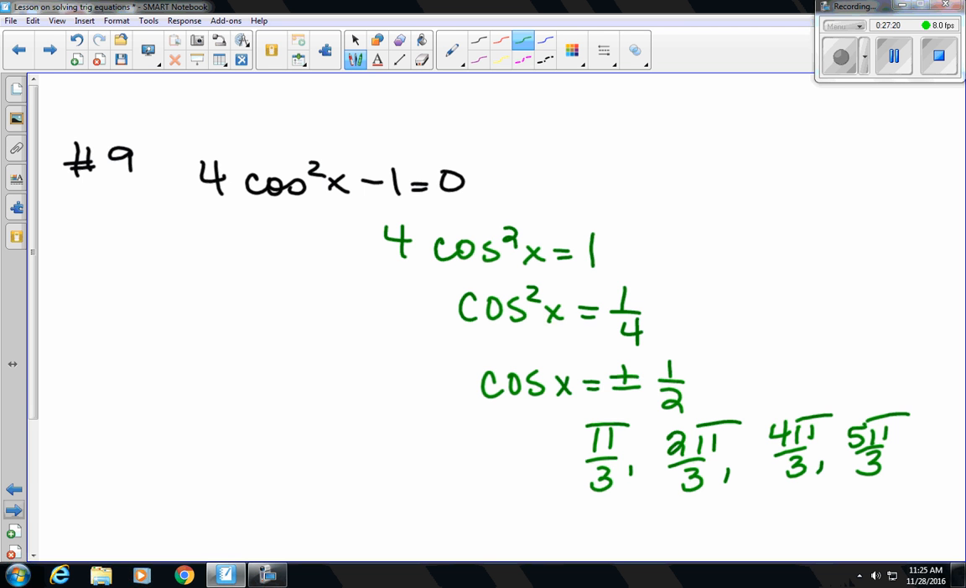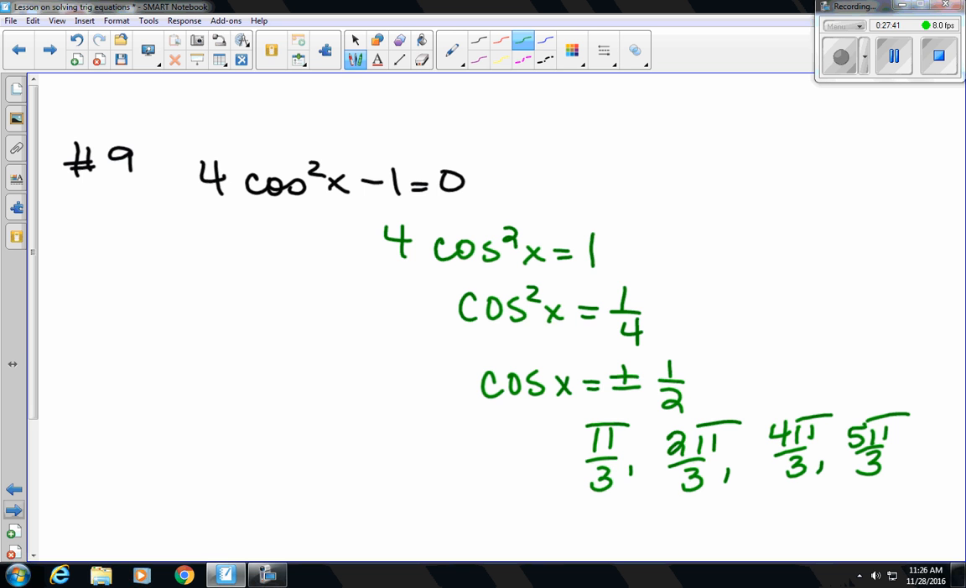How could I write it in terms of k? Pi over 3 plus pi k, and what would that get me? That would get me pi over 3 and 4 pi over 3. And then I go back and I say 2 pi over 3 plus pi k, and that gets me 5 pi over 3. You guys are good at this.